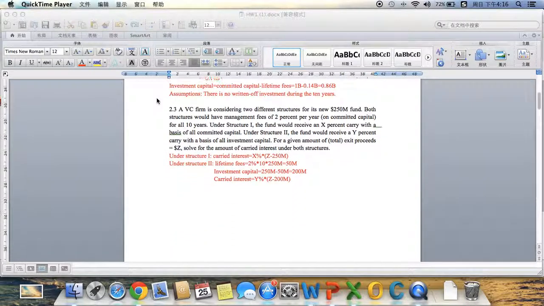As for the third question, under structure 1, carried interest is calculated by X% times total profit, which is exit proceeds Z minus committed capital of 250 million. Under structure 2, investment capital equals 250 million minus lifetime fees of 50 million, giving us 200 million. With a basis of investment capital, carried interest is computed by Y% times Z minus 200 million.